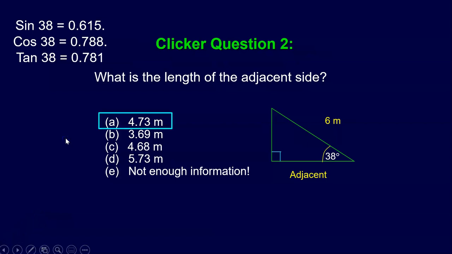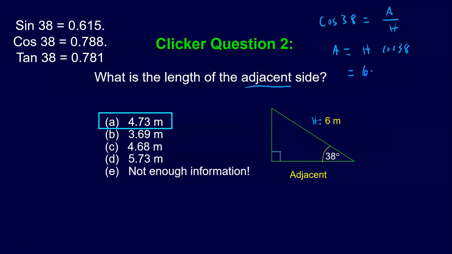All right, hopefully you got choice A. And there's lots of ways to do this, but the way I thought about doing it is you say, okay, well, cosine 38 gives me, from our formula, adjacent over hypotenuse. And why did I pick that? Well, because we're trying to find the adjacent side. And I knew that we have the hypotenuse side of 6 and the angle. And so I knew that we would have everything else that we need. And so I can say that A equals the hypotenuse times cosine 38. And of course, the hypotenuse is 6 meters times cosine 38.